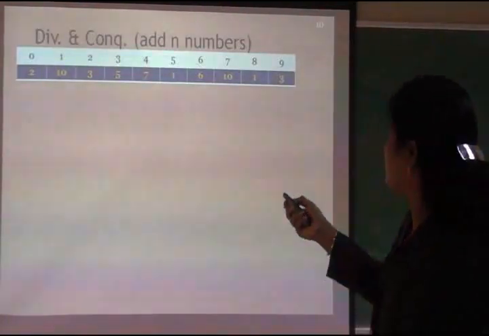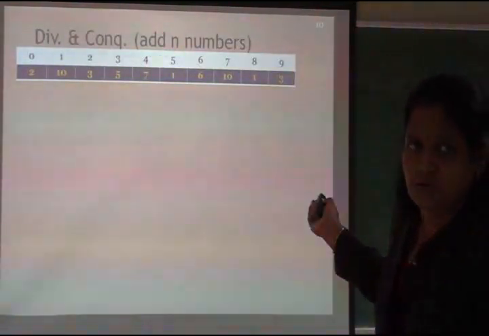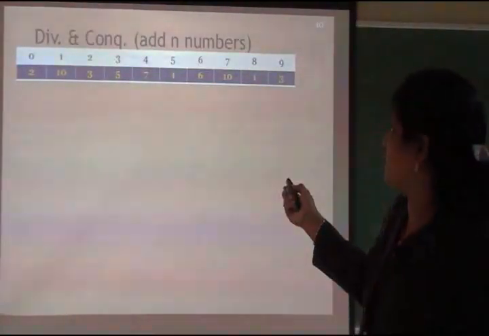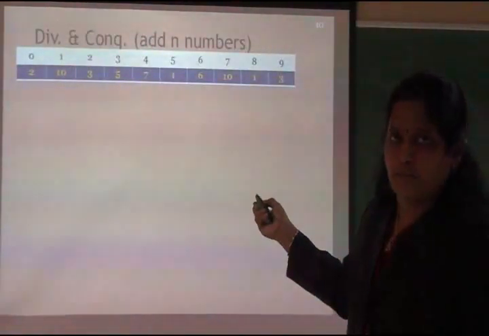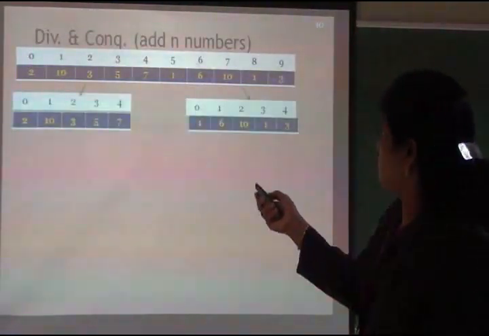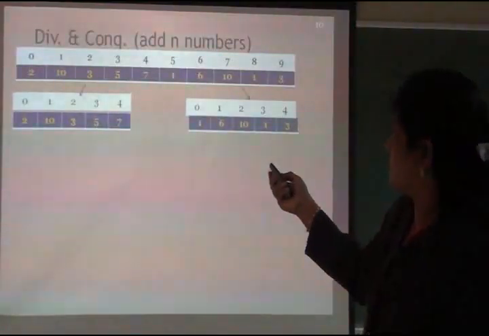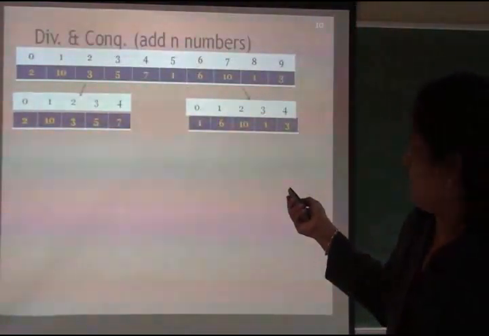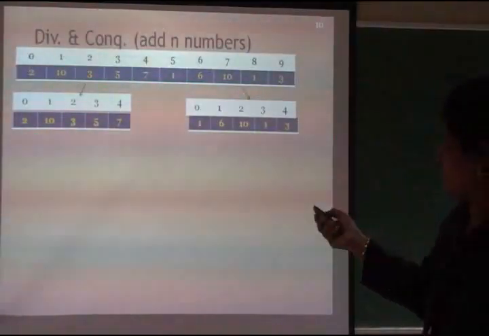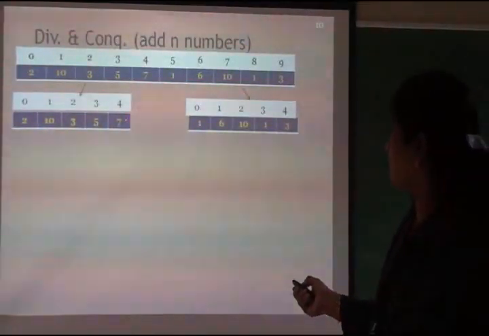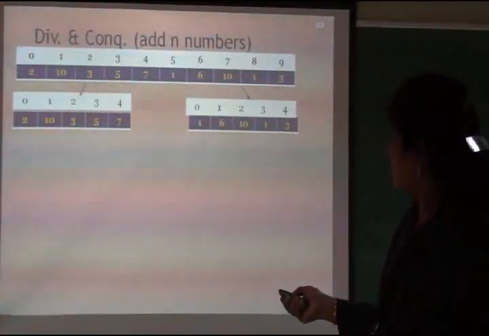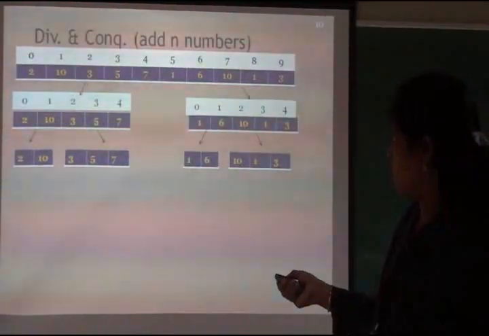Here, if you want to add all those numbers, the array should be divided into 2. This problem domain is divided. So the first 5 will be in one subproblem, and the next one is another array. See, 0 to 4: 0, 1, 2, 3, 4, till the value 7, and next is 1, 6, 10, 1, 3. See here, the array size is 5, and here the array size is 10. Again you just divide into 2.